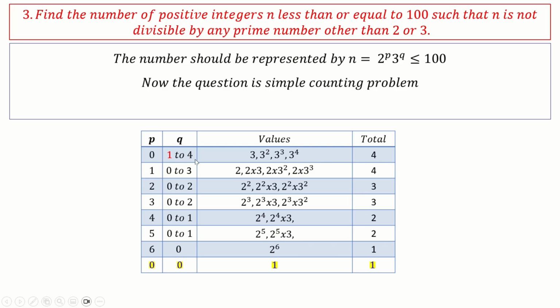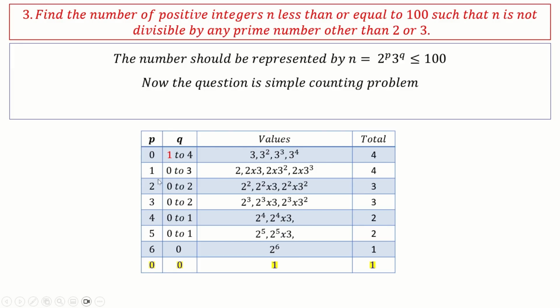Then q is 1 to 4, because if I take q also 0, then it will become 2 to the power of 0 times 3 to the power of 0, which is 1, and 1 is not divisible by 2 or 3, right? So I'm taking 1 to 4, and I kept 1 in red color. We'll come back to that. Okay. So if q is 1 to 4, the possible values are 3, 3 square, 3 cube, and 3 to the power of 4, which are 4 possible values.